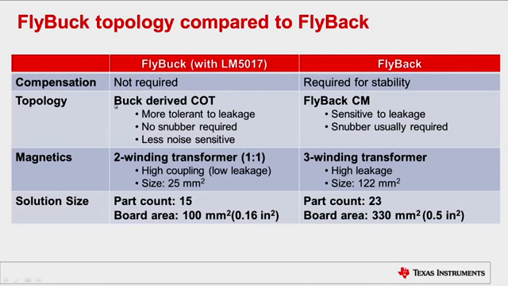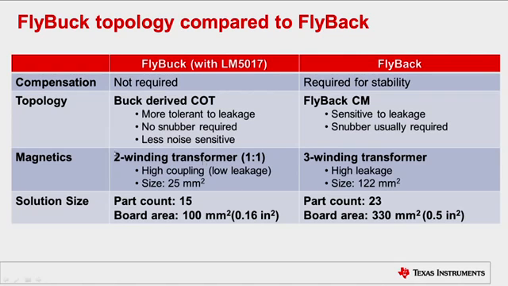The flybuck topology is a buck-derived topology, and therefore it is more tolerant of the leakage and less susceptible to the noise. The flyback topology, on the other hand, is very sensitive to leakage inductance of the winding and usually requires a snubber to suppress the spikes caused by the leakage inductance.